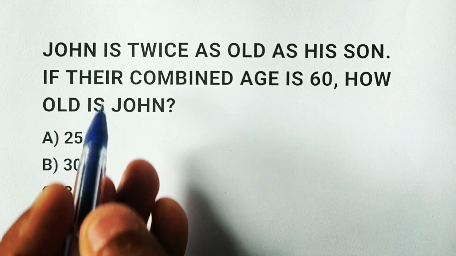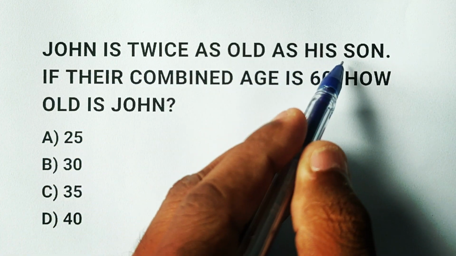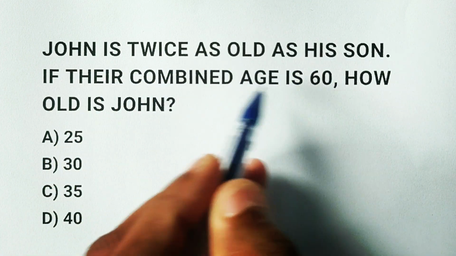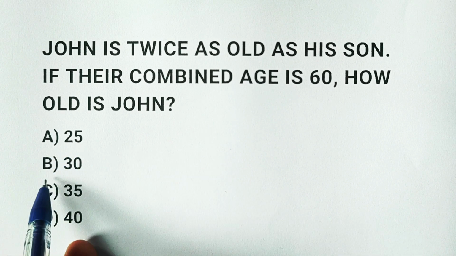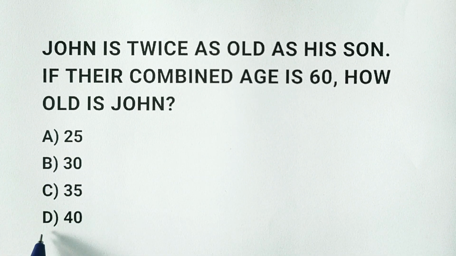Now let's take on another challenge. Here's the next question. John is twice as old as his son. If their combined age is 60, how old is John? The options are A 25, B 30, C 35 and D 40.